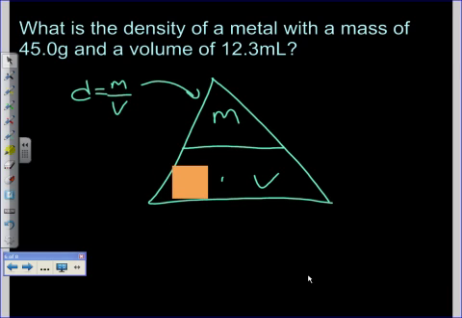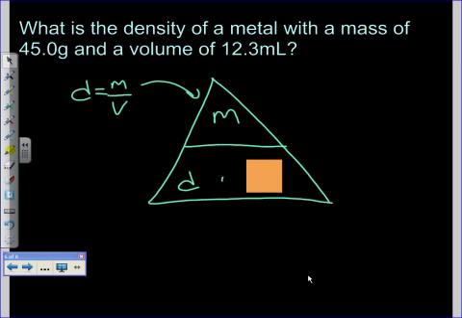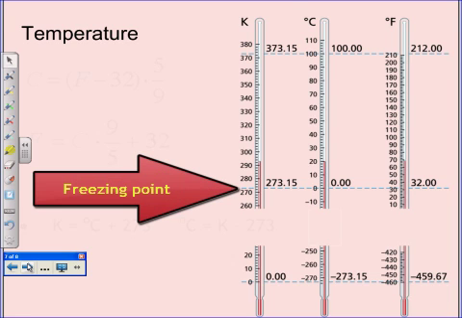We're going to use this little square to cover up what we're looking for. If I'm looking for density, I cover up the D. If I'm looking for mass, I cover up the M. If I'm looking for V, I cover up the V. And what's left, it tells me what to do. So if I'm looking for V, I divide mass by density. Okay, mass divided by density. Pretty simple. We can go over that a little bit more in class if we need to as well.